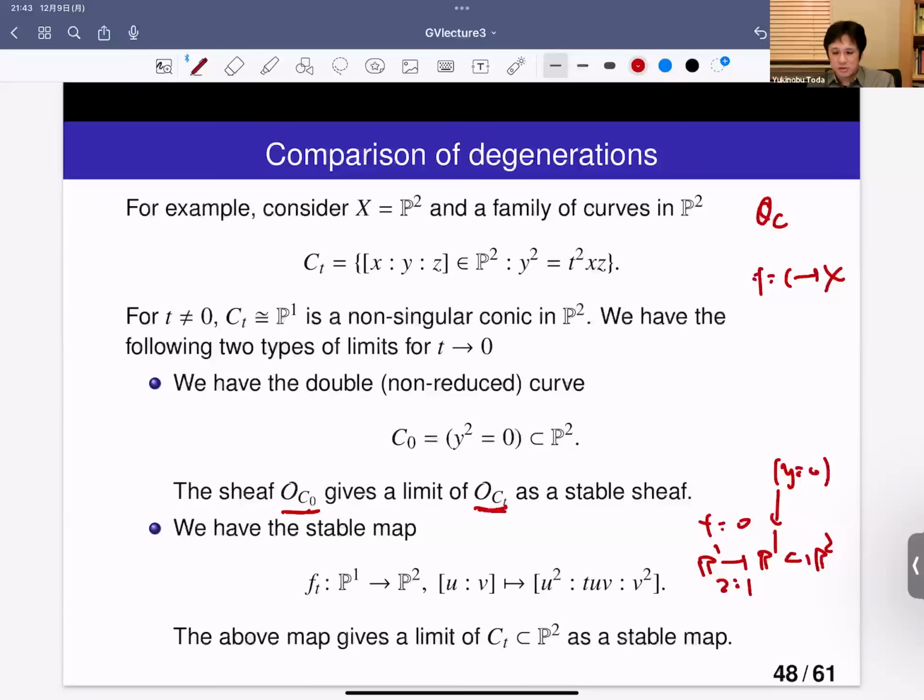But the automorphism group of a stable sheaf is always C star. If we remove this C star automorphism, then it is always a scheme. But for stable maps, there might be some finite group automorphisms. So in this example, for the t to 0 limit, we have this mu2 automorphism at the boundary point. But on this limit, there are no non-trivial automorphisms. So in this way, the moduli spaces are defined.